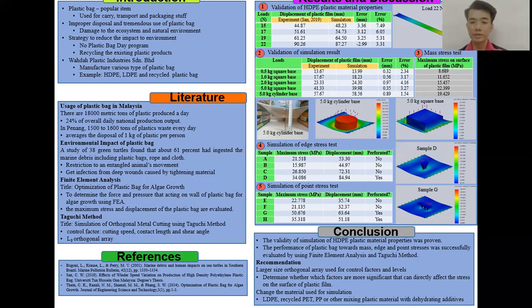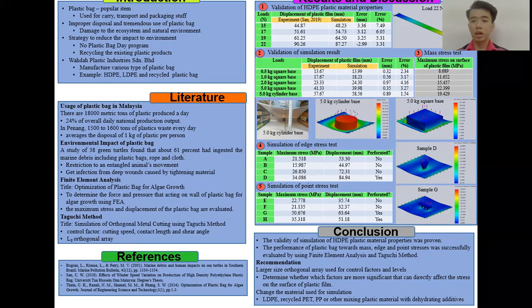And the last result that I need to discuss is the simulation of the point stress test. And I can notice that sample G has the highest maximum stress and displacement, which are 50.676 megapascal and 63.64 millimeters. And sample G and sample H were perforated because they already exceeded the tensile strength of the HDPE plastic, which is 28.4 megapascal. And sample E and sample F were not perforated.